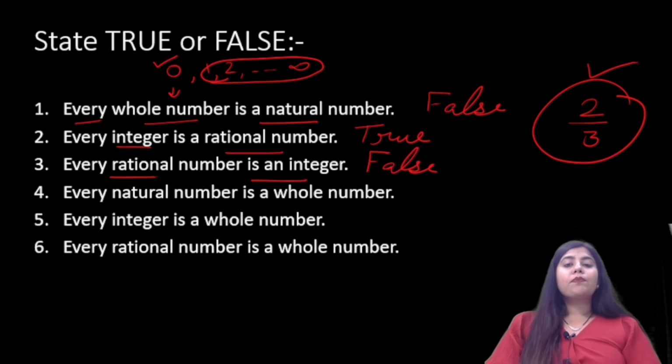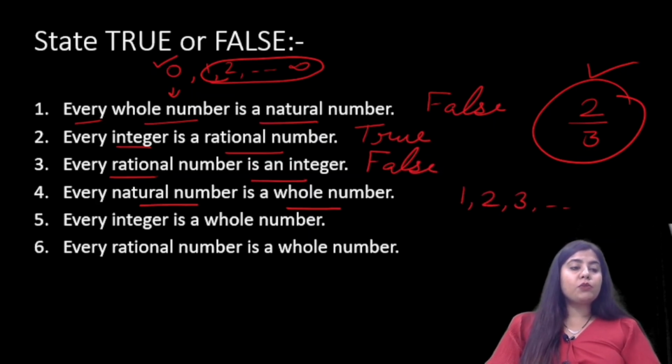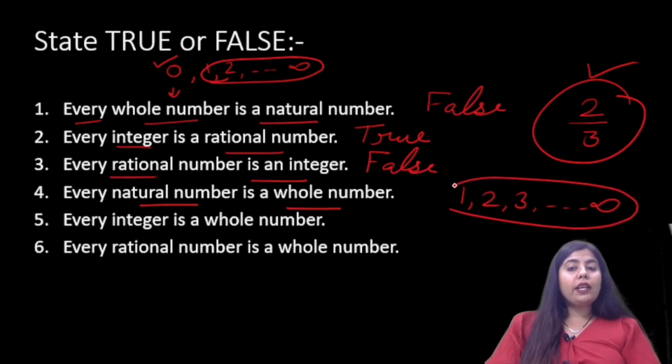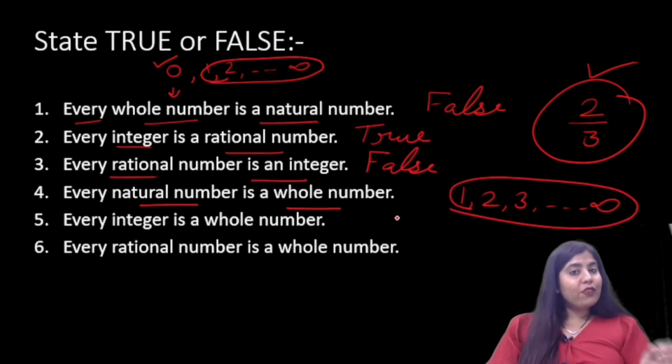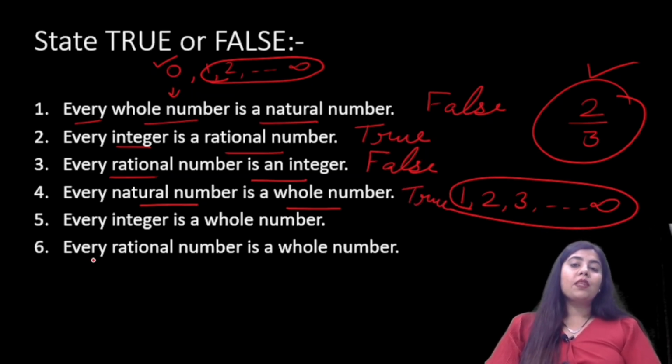Next is the fourth one, every natural number is a whole number. Natural numbers are 1, 2, 3 up to infinity, and these all are included in whole numbers. So we can say that the statement every natural number is a whole number is true.